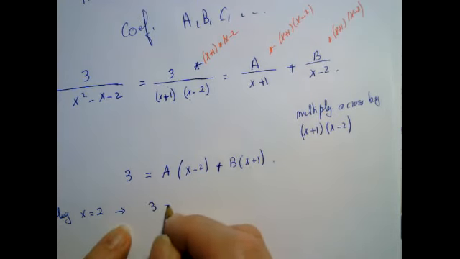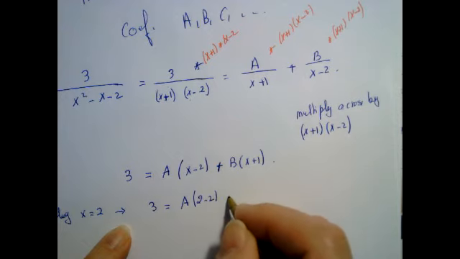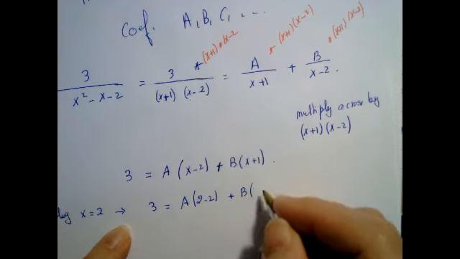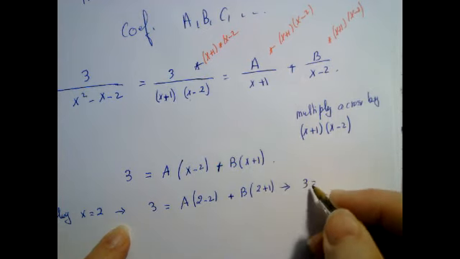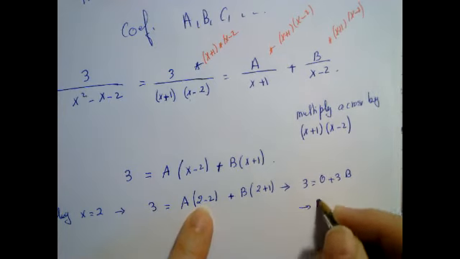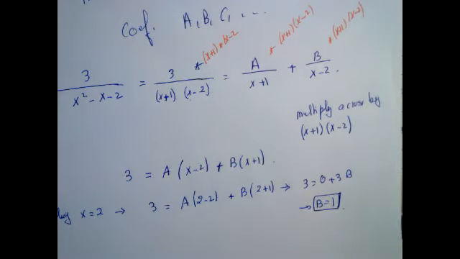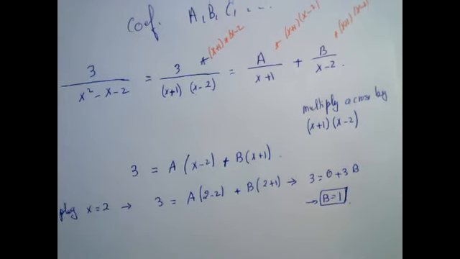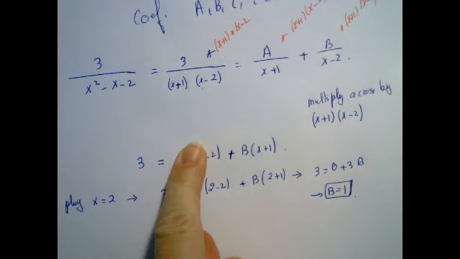It's going to give me 3 equal a times 2 minus 2, and you will see why I picked 2, plus b times 2 plus 1. So this is going to give me 3 equal 0 plus 3b. b will be equal to 1. That's how I pick up my b. So it's very easy. By picking x equal to 2, I was able to get the b.